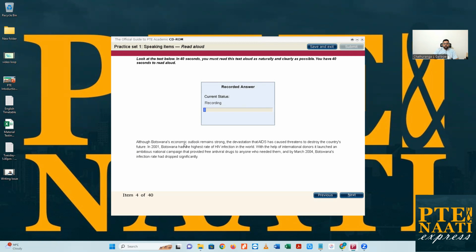Although Botswana's economic outlook remains strong, the devastation that AIDS has caused threatens to destroy the country's future. In 2001, Botswana had the highest rate of HIV infection in the world. With the help of international donors, it launched an ambitious national campaign that provided free antiviral drugs to anyone who needed them, and by March 2004, Botswana's infection rate had dropped significantly.